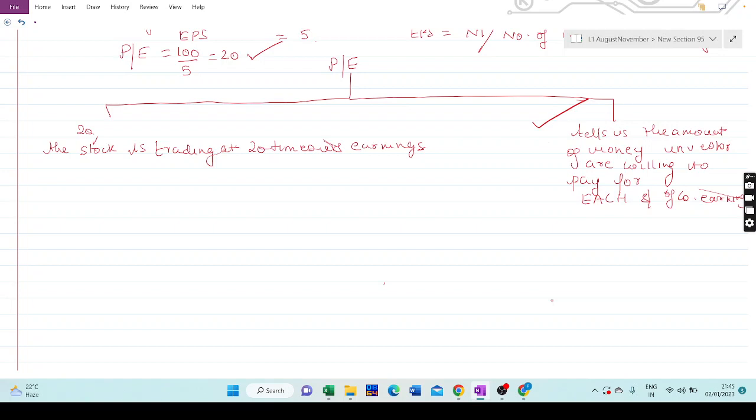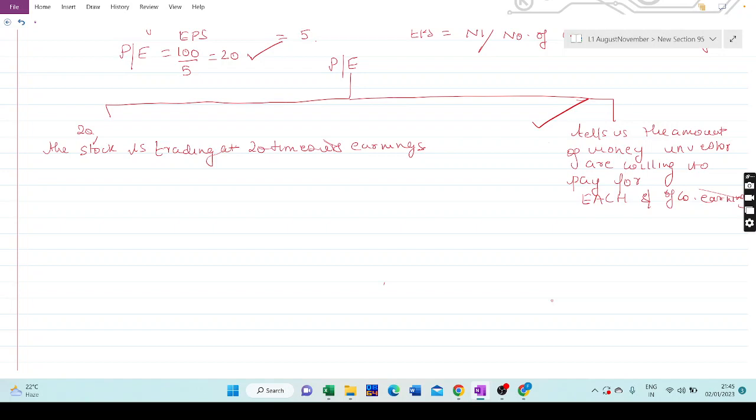And what does a low PE ratio indicate? That basically means that investors are willing to pay less. And why will investors pay less? Can someone tell me? When they are pessimistic about the company's future earning growth, they would be willing to pay less, right?